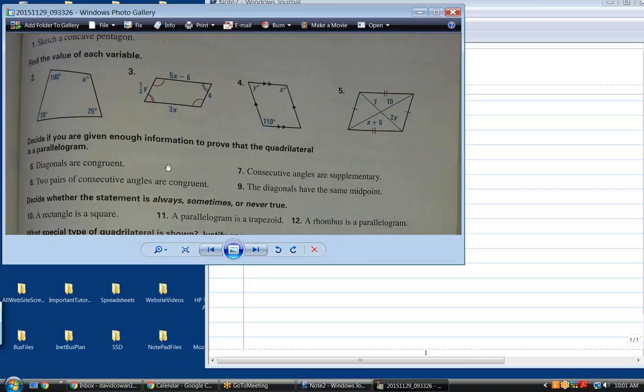360 minus, however, minus what the three numbers equal. Okay, cool. How about number 3? For number 3, you'd set 1/2 y equal to 4, and then 5x minus 3 equal to 3x, or 5x minus 6 equal to 3x. Correct. And what kind of figure is that on 3? Parallelogram. Good. Number 4.